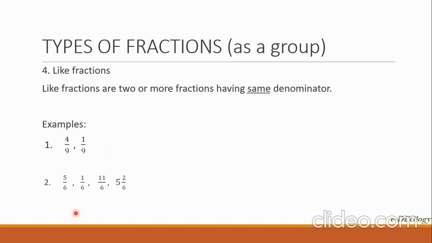Another example, here we have 4 fractions, all of them having 6 as the denominator. As we can see, the first one, 5 over 6, 1 over 6, 11 over 6, and the mixed number 5 and 2 over 6.